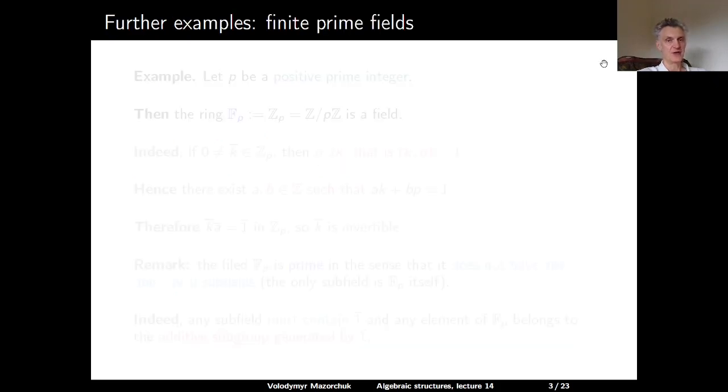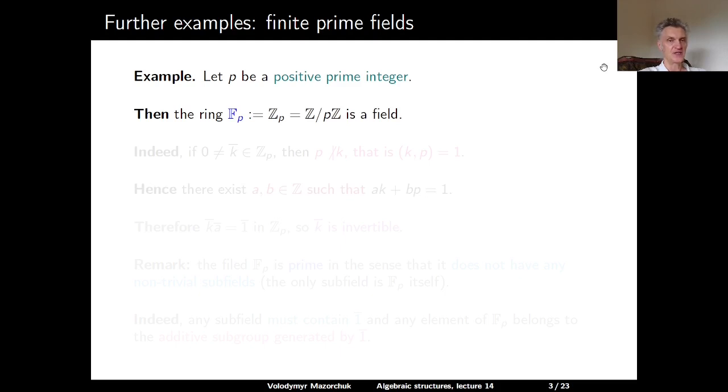Now let us discuss some very important examples of other fields which we will use today and in the rest of the course. First example is as follows. Let p be a positive prime integer. Consider the following ring. We take the ring of integers and we factor out the ideal which consists of all integers divisible by p. So Z divided by pZ. The outcome is a quotient ring, which we usually denote by Z sub p, and we will also denote the same thing by F sub p, because this ring is in fact a field.